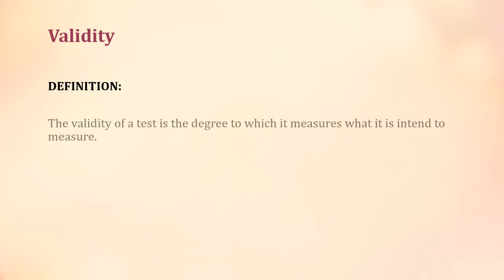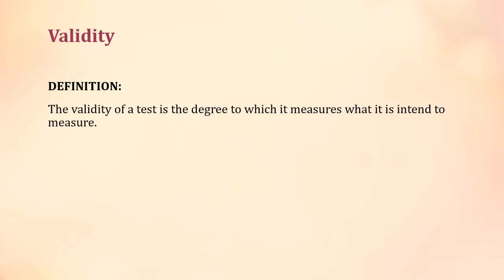Let's see the definition. The validity of a test is the degree to which it measures what it is intended to measure. In a simple meaning, whatever instrument is there, it is measuring what it is intended to measure, meaning what was the test made to test, and whether it is measuring that or not. Fine. So that is the validity.